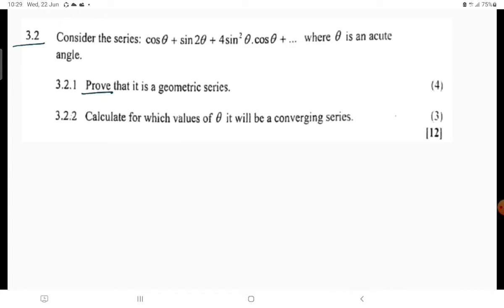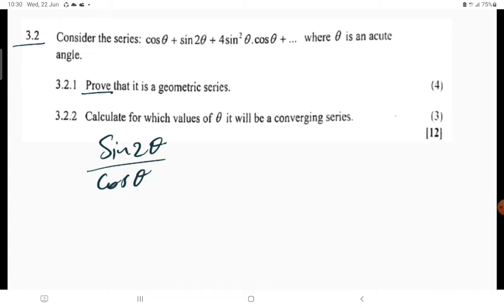Then the question says, prove that this is a geometric series. For it to be a geometric series, it must give us a constant ratio, which means term 2 divided by term 1 must be equal to term 3 divided by term 2. So if we can just find the common ratio, then therefore this is going to be a geometric series. Now let's follow that step. So term 2 here is what? It is sine 2 theta, then divided by term 1, which is cos theta.